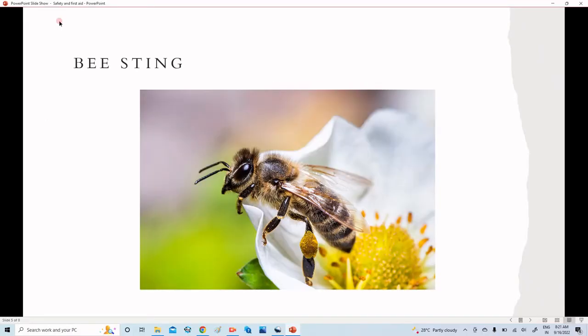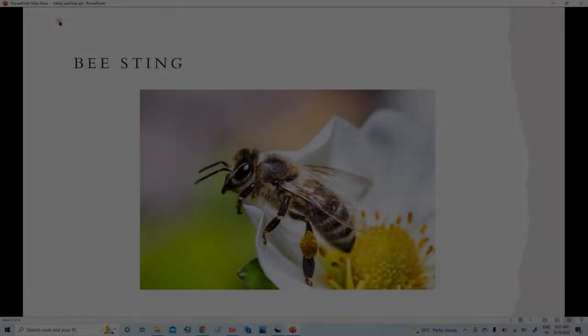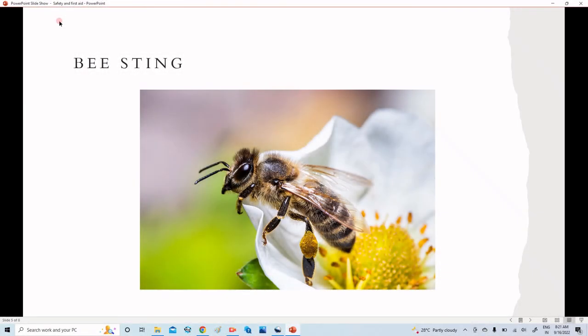Next up is bee stings. When it comes to bee stings, what we need to do is take off the stinger. Please take off the stinger. And why should we take off the stinger? Because when a bee stings, its venom sac will still keep on pumping venom. We don't want that to happen. So in order for that to not happen, use a tweezer and remove the stinger. First remove the stinger. Then wash the wound with soap and water.